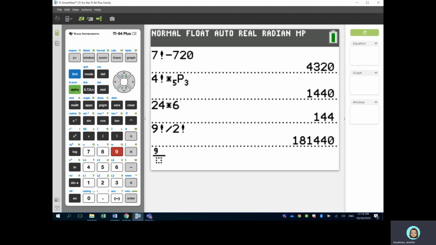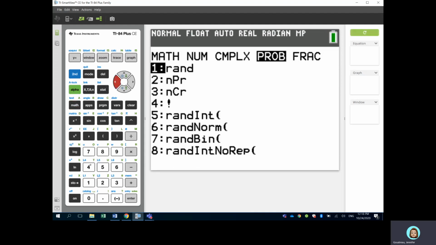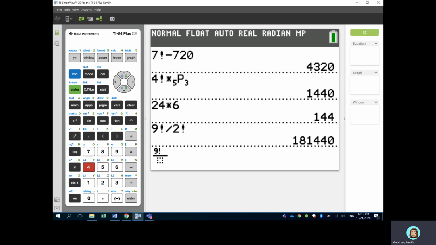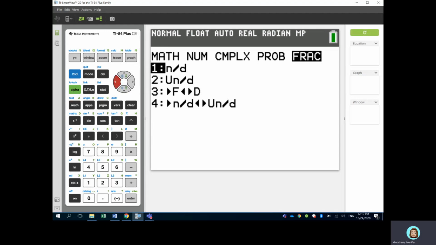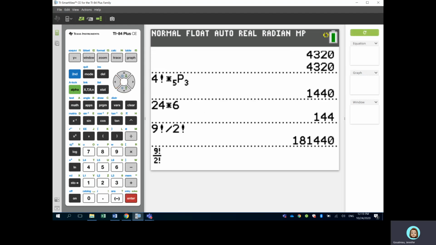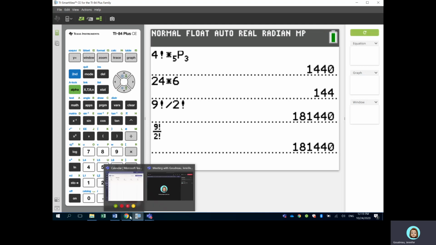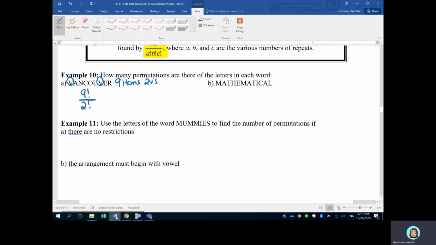So I would do the same thing. In the numerator, we're going to put that 9 factorial and then arrow down to the bottom and we can put in the 2 factorial. So it doesn't help us a whole lot in this one, but it will help us in some of our other examples. So we get 181,440 different arrangements.